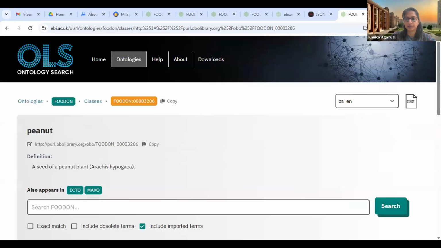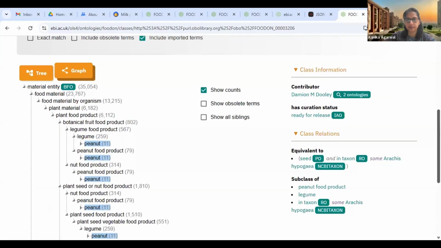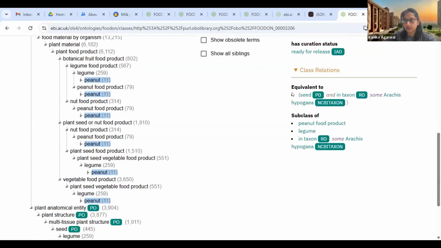Or I could download the entire thing. Then I look at the tree. This tree is actually the FoodOn structure. You have the name of the contributor here, and the name of the subclass here. So what is the class relation? This is a seed according to plant ontology. It is a subclass of peanut food product, which is also a subclass of legume. And again, in taxonomy, this is the name.